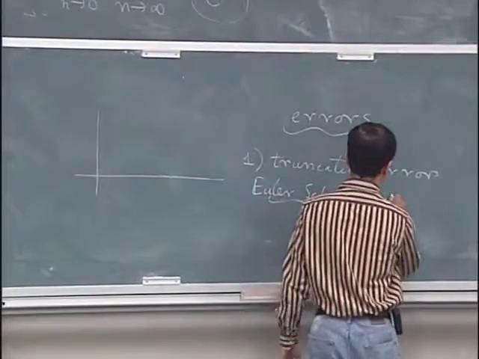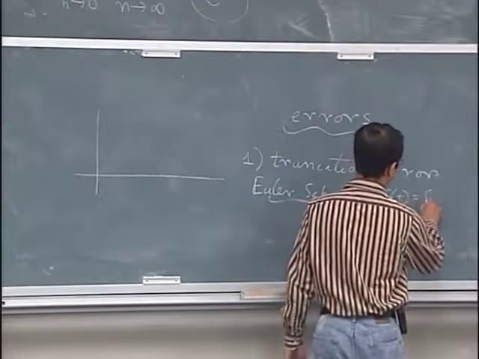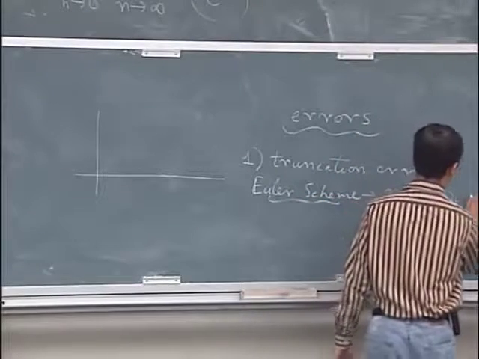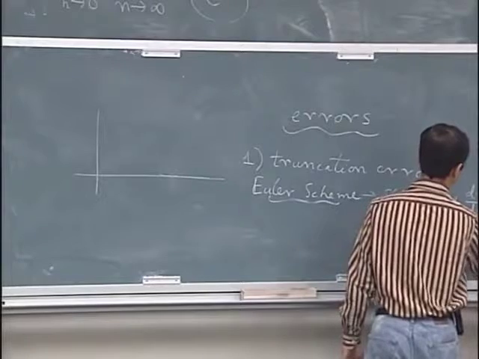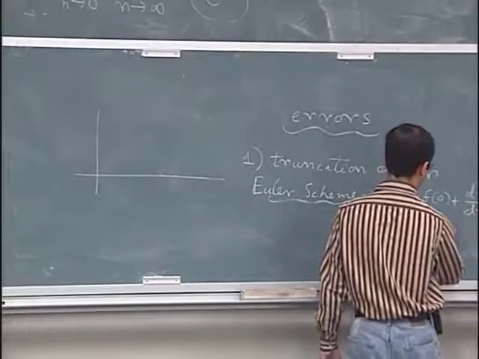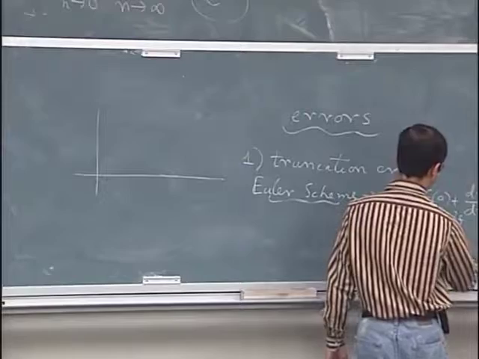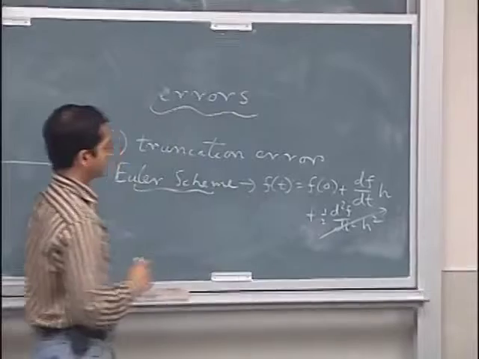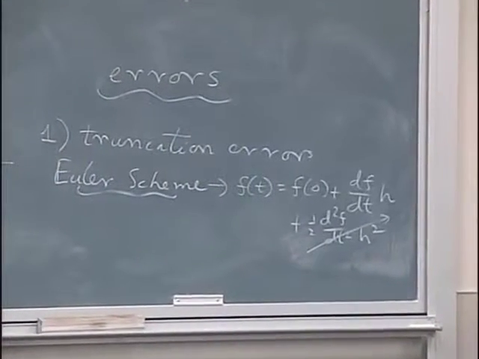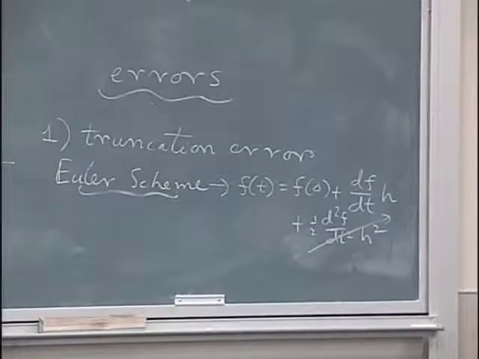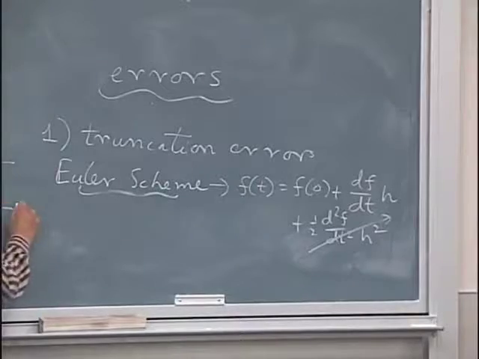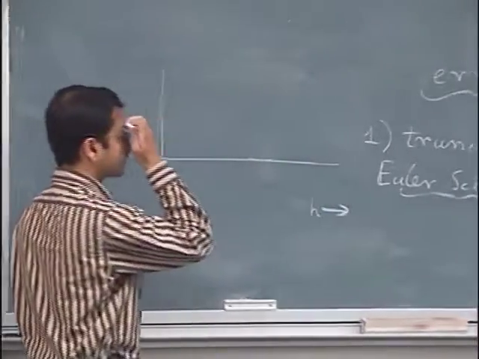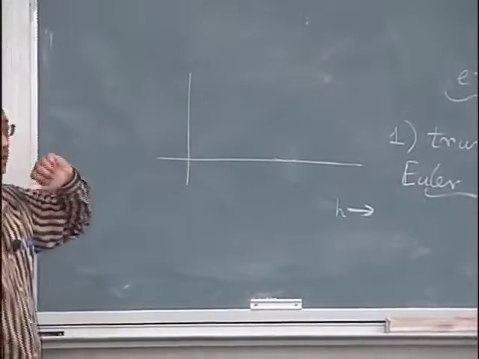So, this is arising because you are writing f(t) as f0 plus df/dt times h plus half d2f/dt2 h squared, and you're ignoring h squared and higher order. So you're ignoring quadratic and higher orders. Okay. Now tell me, if I increase the step size h, then what happens to this truncation error?